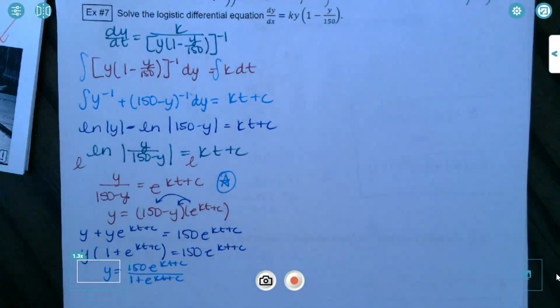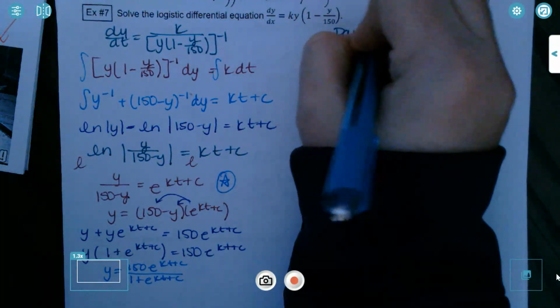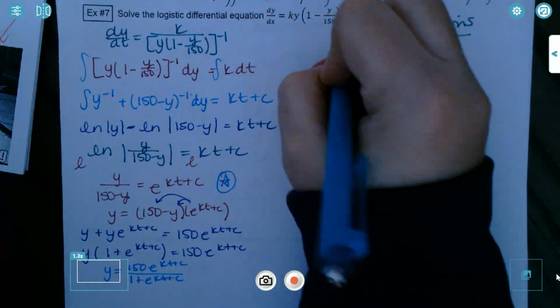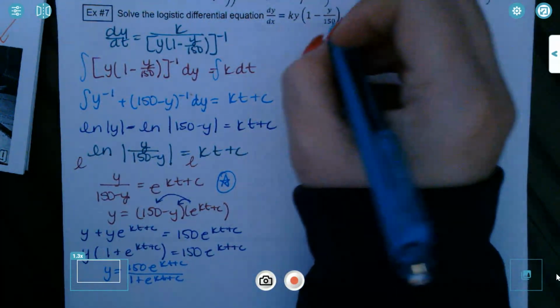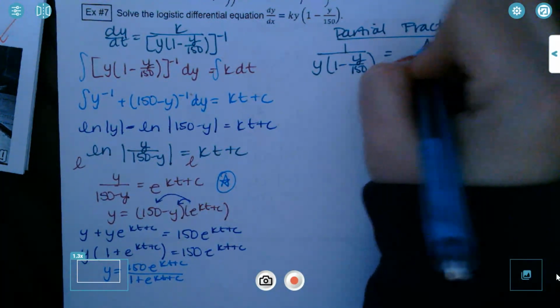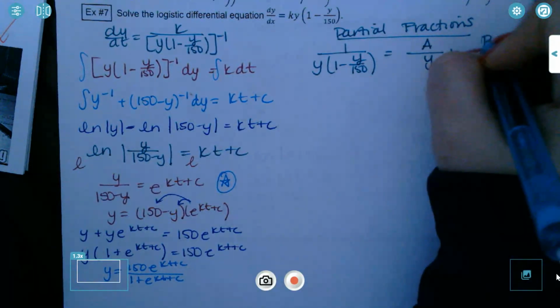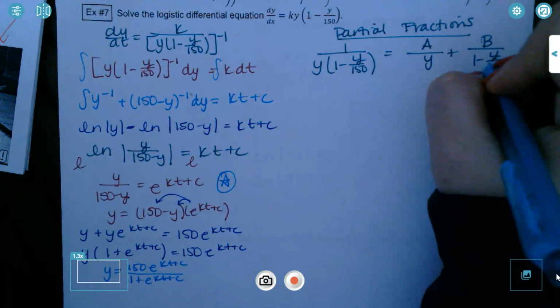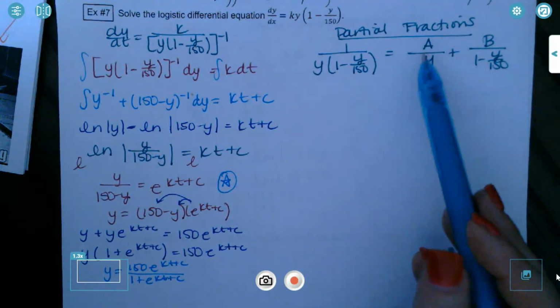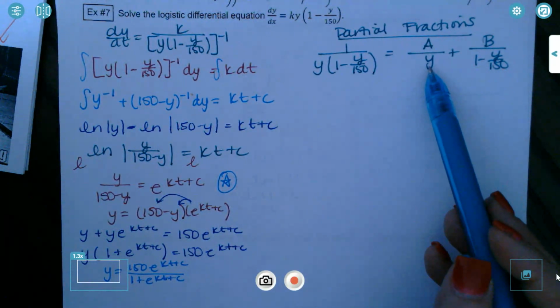We're going to have to use partial fractions. Okay, so if we remember partial fractions. All right, it's going to be 1 over y and then 1 minus y over 150. And that's going to equal a over the first plus b over the second. Now, when y'all did this, you would have had two regular factors like x plus 3 and x minus 4, and you would have a over x plus 3 and b over x minus 4. And it'd just be a little bit simpler. But ultimately, you're trying to eliminate one of these by making this go away.